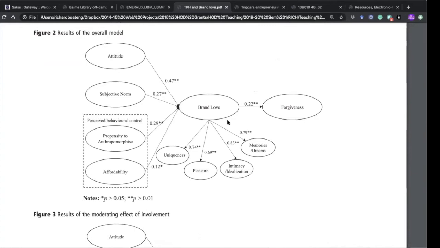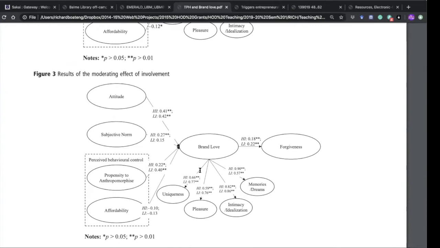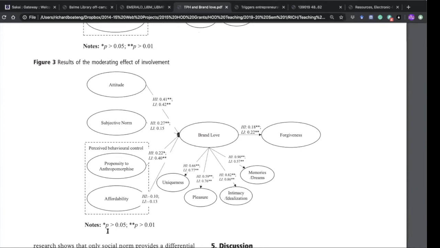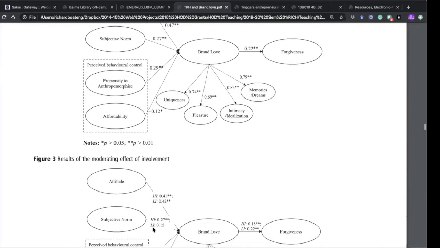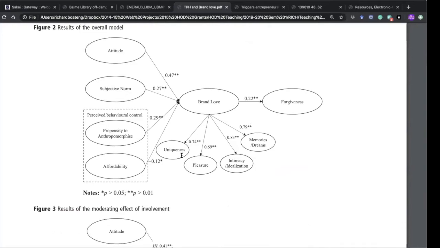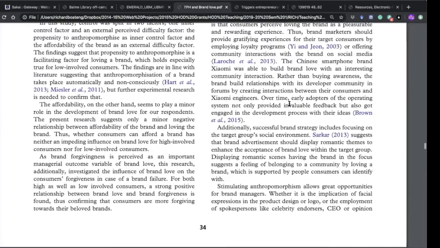Look at this one. Now brand love is uniqueness, pleasure, intimacy, and memories. And then he has this one here too. Then he studied the moderating effect of what? Involvement. These are measures of significance and measures of relationships between them. It's not that the thing is significant at either P greater than 0.015 or P greater than 0.01. If you read it, it will be explained better to you. All I'm trying to emphasize is that you can see what's happening here. Brand love breaks down to uniqueness, pleasure, intimacy, and memories, and then goes to forgiveness. Okay. So that becomes your post-study framework that people can use in the future.